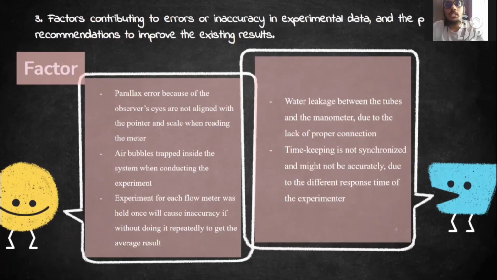So now we're going to look at the factors contributing to errors and inaccuracy in the experimental data and the possible recommendations to improve the existing results. Based on our experiment, there were several errors affecting the outcome of the experiment.